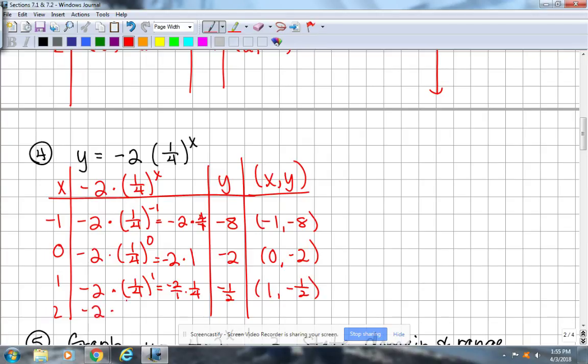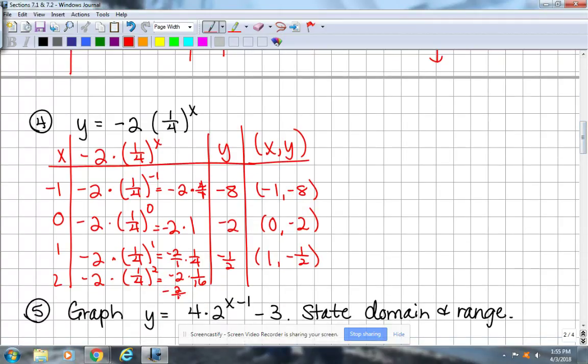So negative 2 times 1/4 squared. What's a fourth squared? Square them both. So isn't that 1/16? So negative 2 times 1/16. That's negative 2/16. Negative 2/16 reduces to negative 1/8. So that is 2 comma negative 1/8.